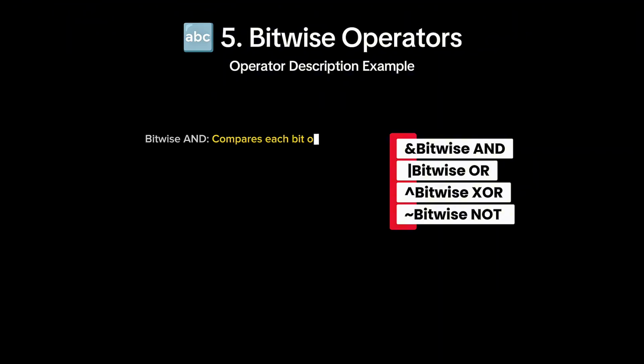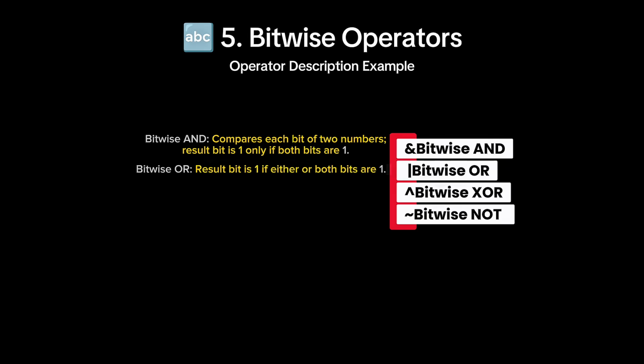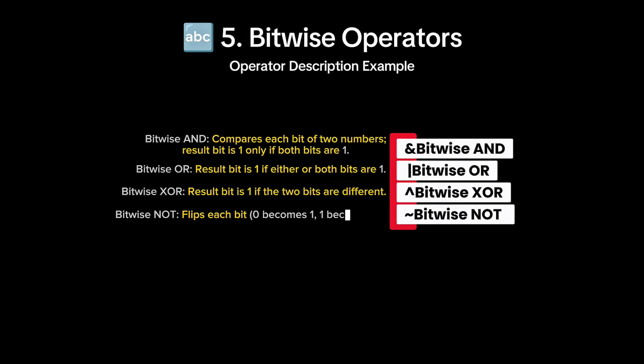Bitwise AND compares each bit of two numbers, and the result bit becomes 1 only if both bits are 1. Bitwise OR, the result bit becomes 1 if either or both of the compared bits are 1. Bitwise XOR, the result bit becomes 1 if the two compared bits are different from each other. Bitwise NOT flips every bit. Zeros become ones, and ones become zeros.